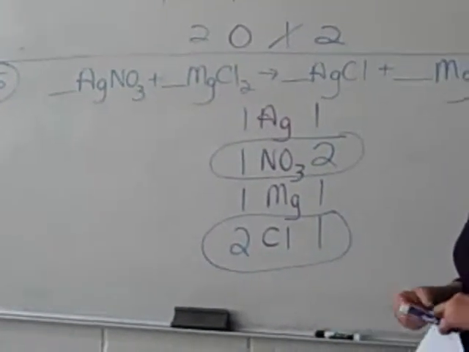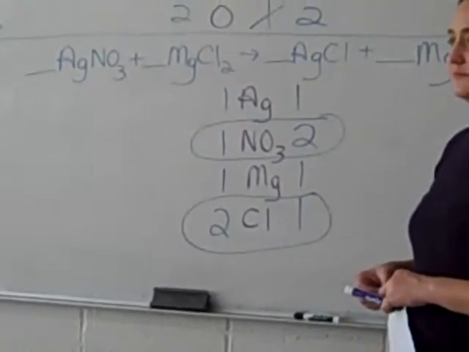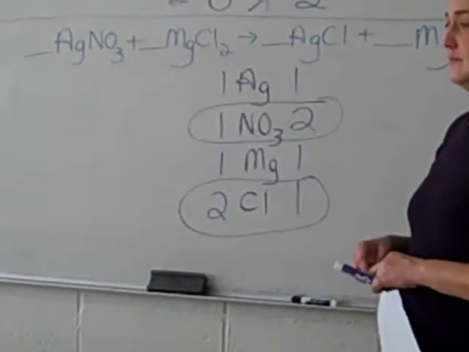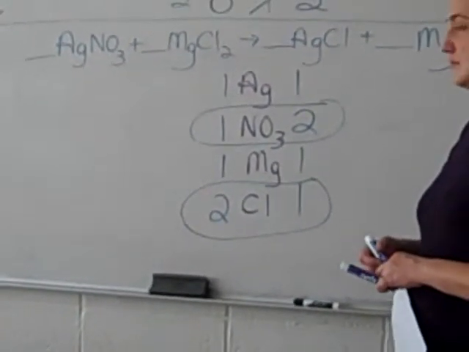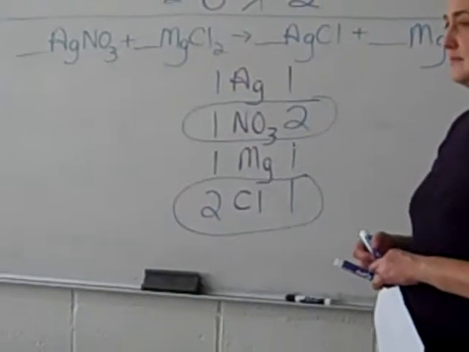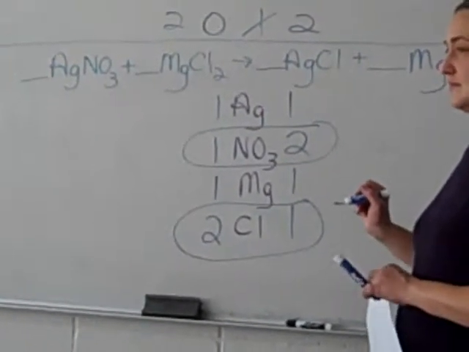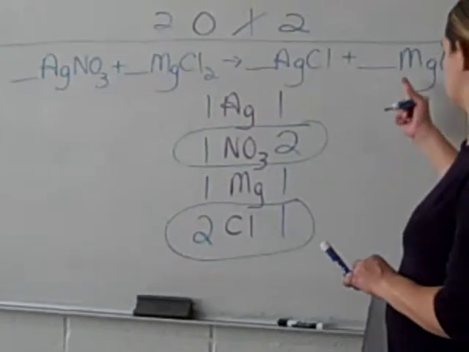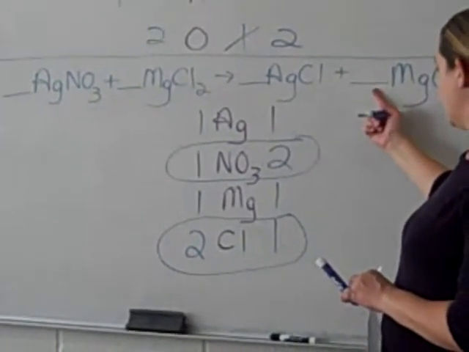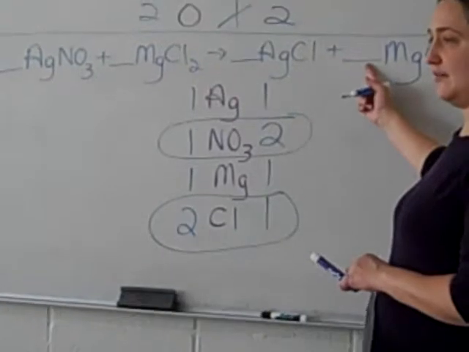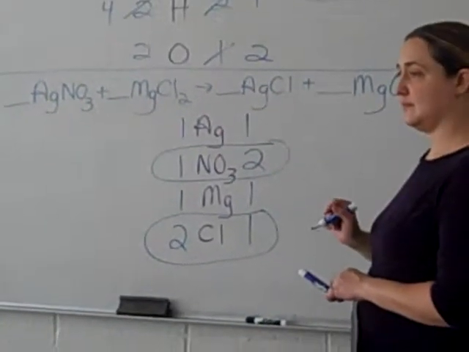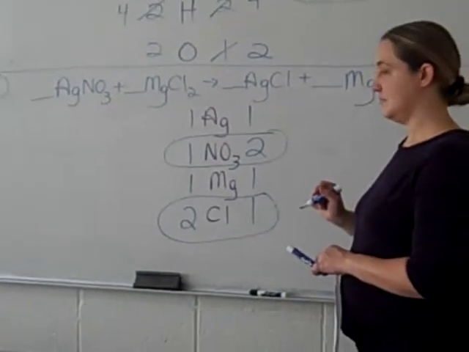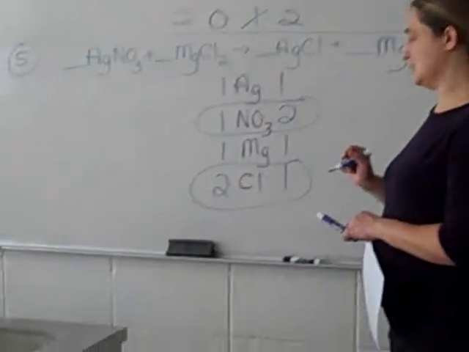Raise your hand if you know what to do. Go ahead, you want to try? You added 2 to the magnesium nitrate. Right there. Yes. But if we put a 2 here, then how many nitrates are you going to have? 4. Okay, so Michael, where would we put the 2 instead?